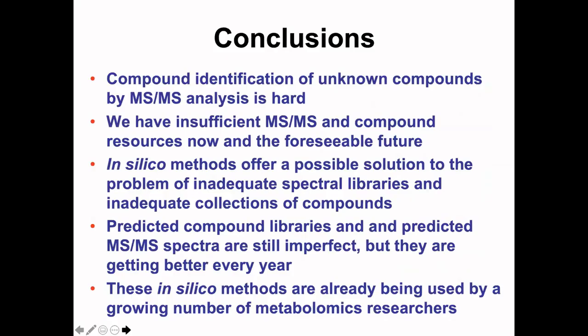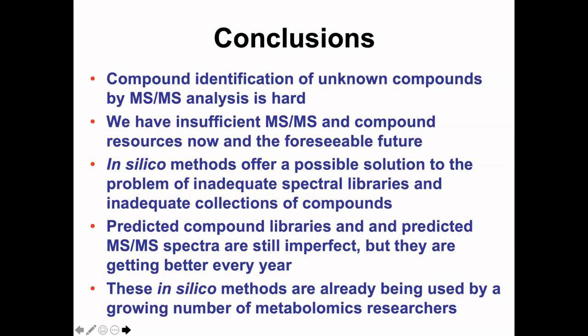So to wrap up, I just wanted to highlight a couple points. Typically, compound identification of unknown compounds is really, really hard. And we, as a community, tend to identify the known compounds, which only represents about 1 to 5% of the features. We're in a tough situation in the metabolomics community. We don't have sufficient MS spectra or compound libraries now or even in the foreseeable future.